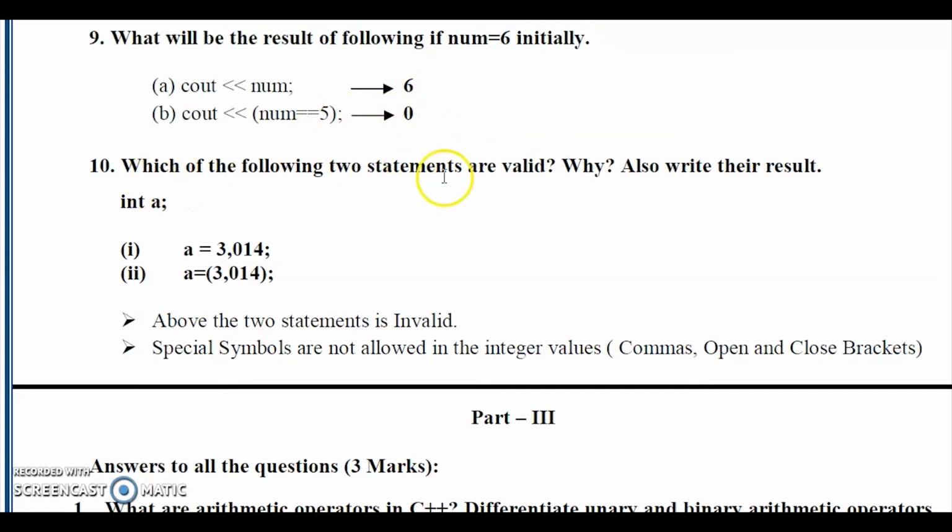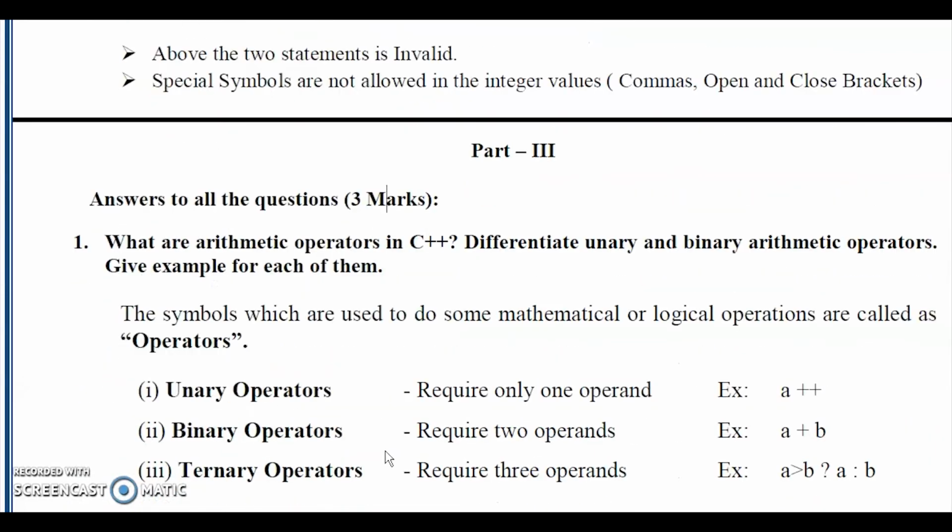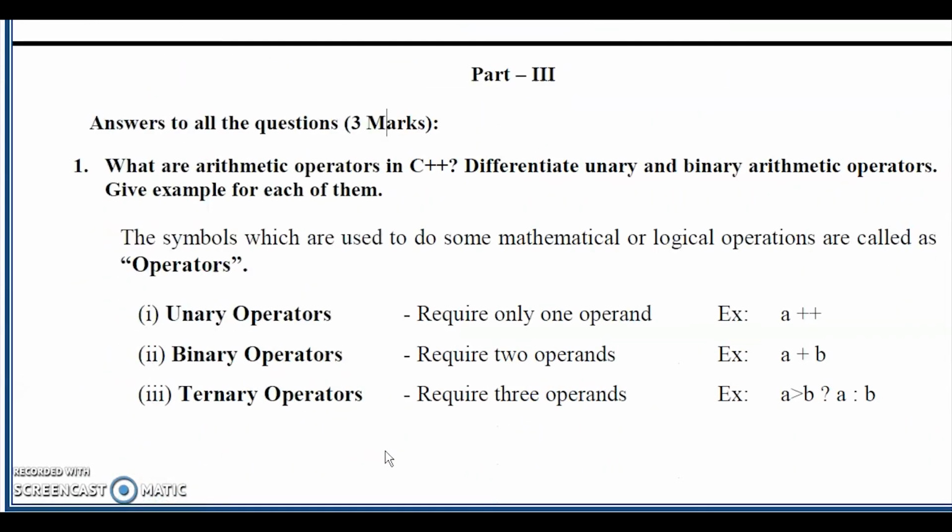Which of the following two statements are valid? Also write their result. int a; a is equal to 3014, a is equal to 3,014. The above two statements are invalid because special symbols are not allowed in integer values: commas, open and close brackets. Clear? Okay. So next, part 3, we are going to see the 3 marks.